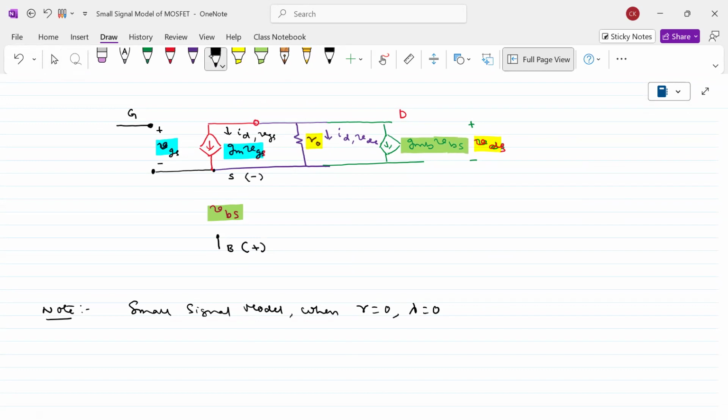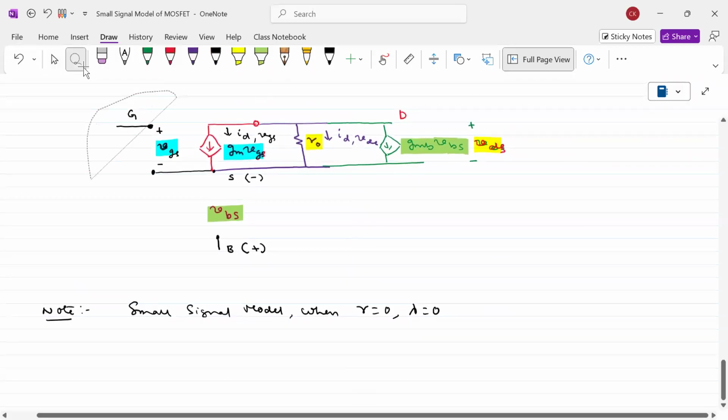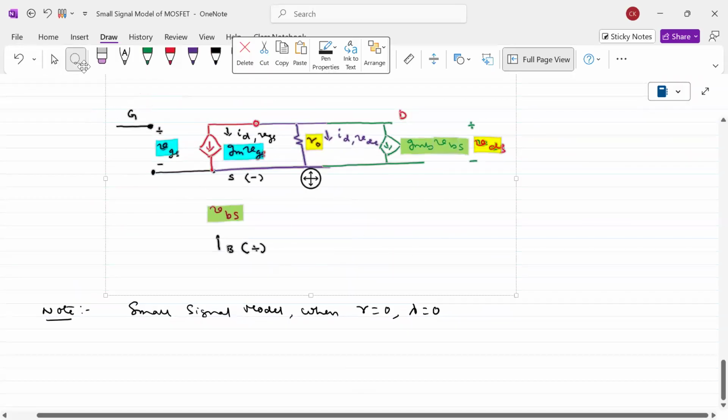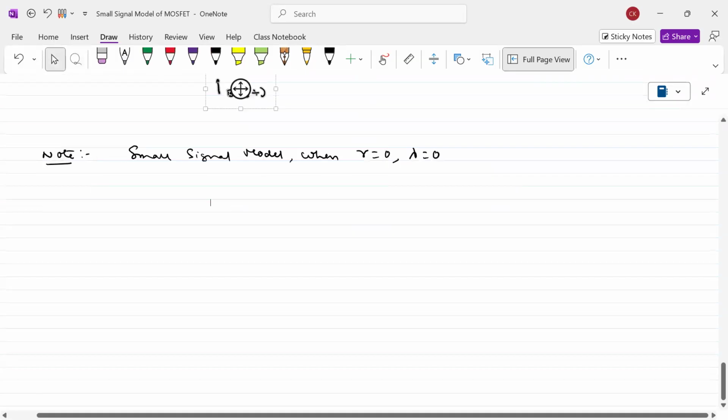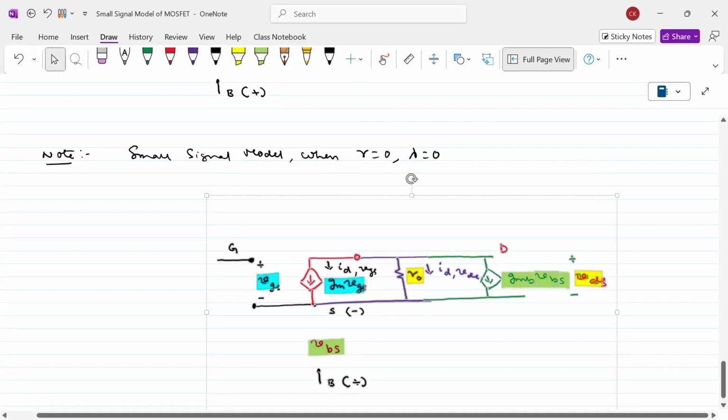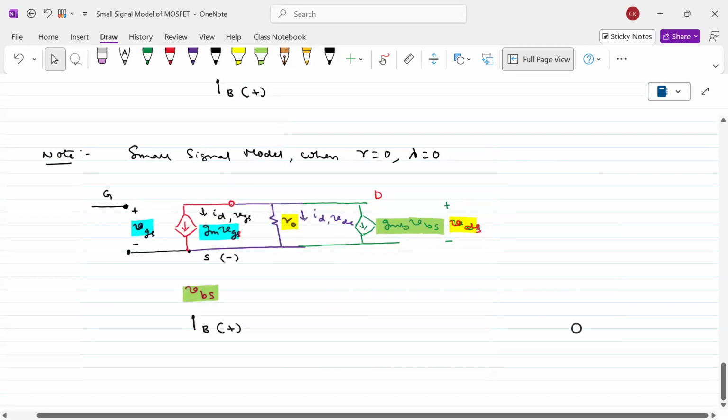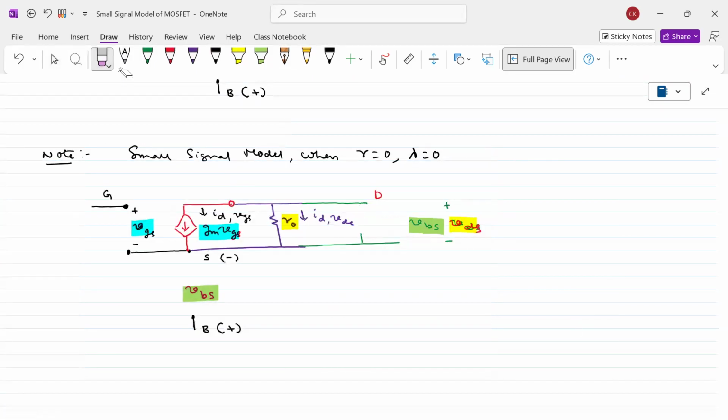Therefore, let me copy this. Under this condition, what will be there? I don't want to consider this particular one. No body effect means this is not there. No channel length modulation means this is also not there. There is simply this one only. No need to consider this one also. Agreed?